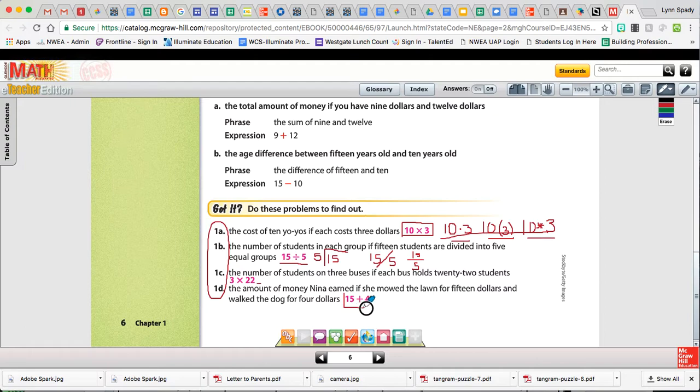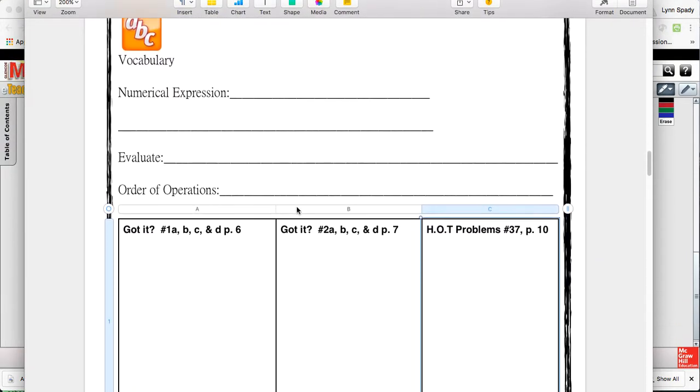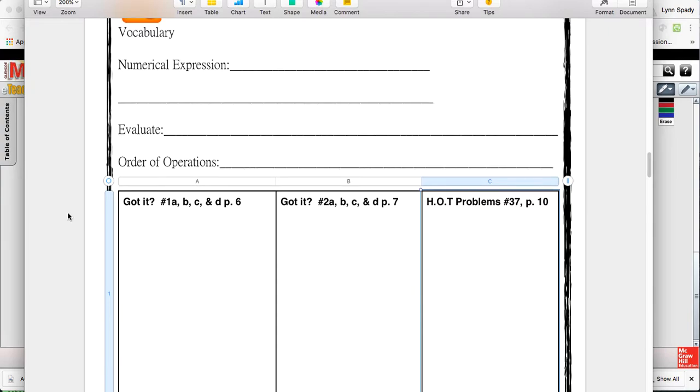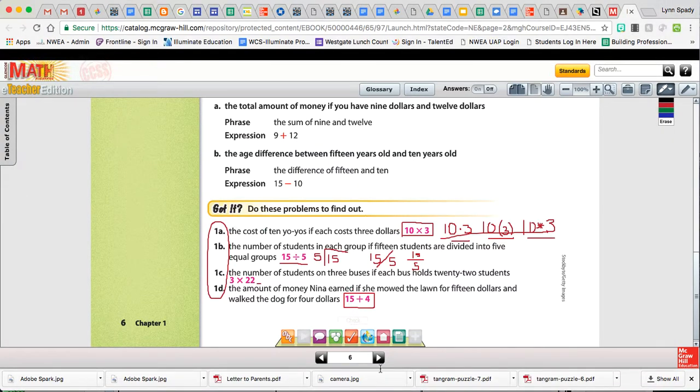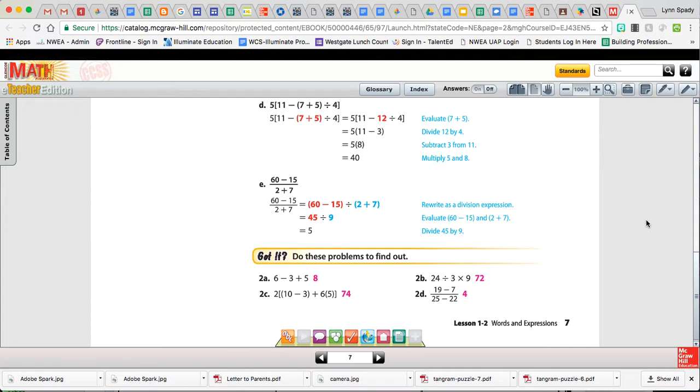There's really not another way to write the addition numerical expression here except for 15 plus 4. So make sure you have all 4 of those on your note sheet in this box right here. The next one I'm going to work out is on the next page underneath Got It.